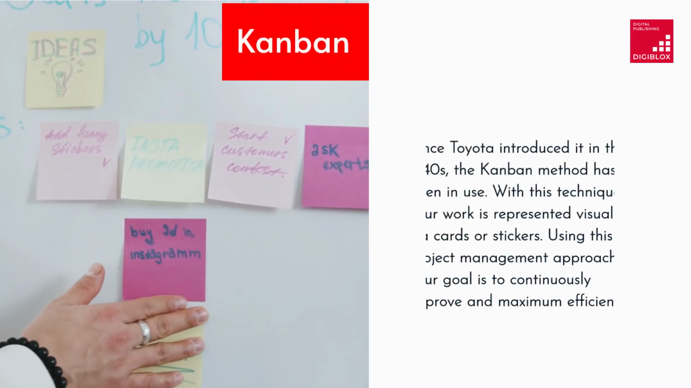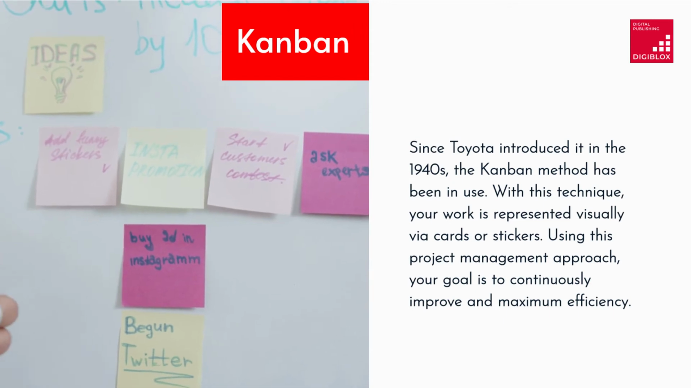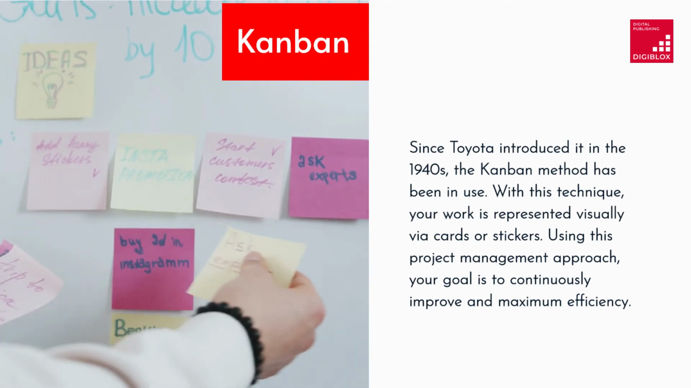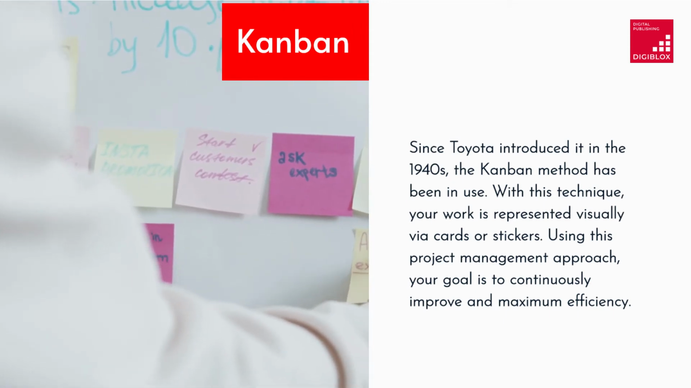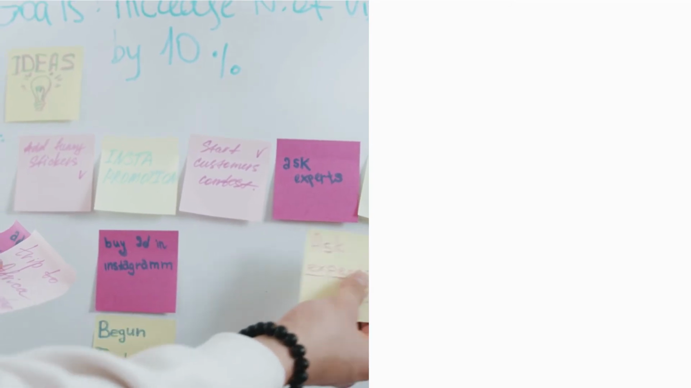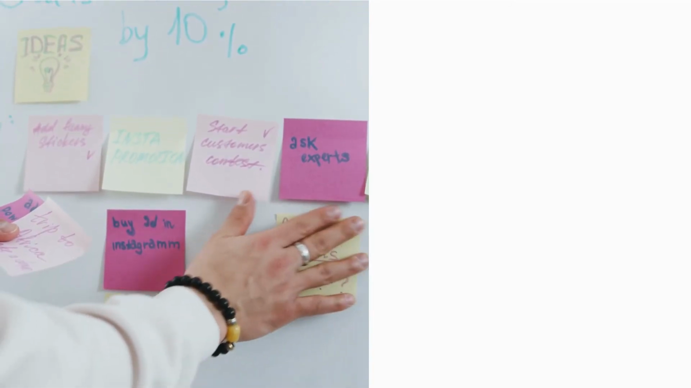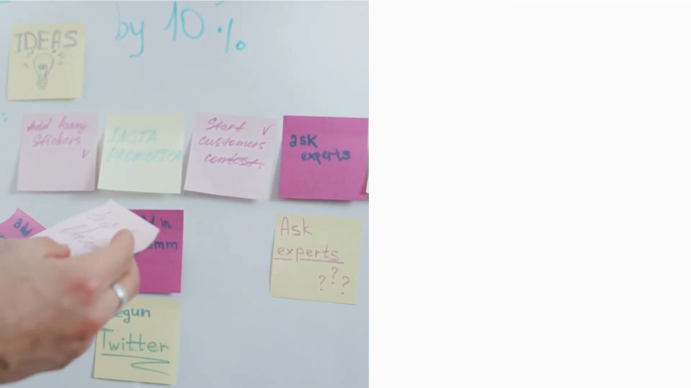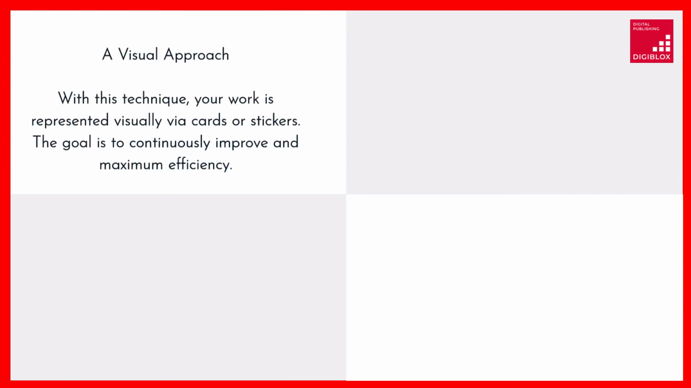Number 4. Kanban methods. It sounds Japanese, doesn't it? This is because, in Japanese, it means a card you can see. It has been in use since Toyota first launched it in the 1940s. This method uses cards or stickers to visually depict your work. Your objective when using this technique is constant improvement and maximum effectiveness.